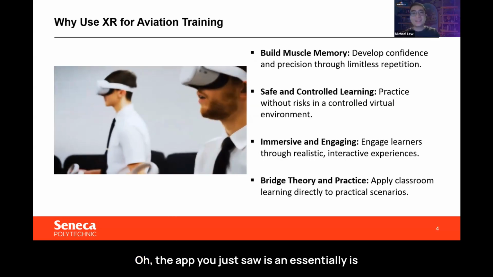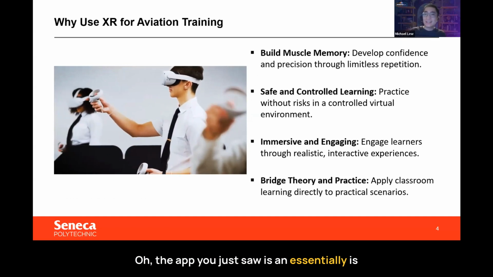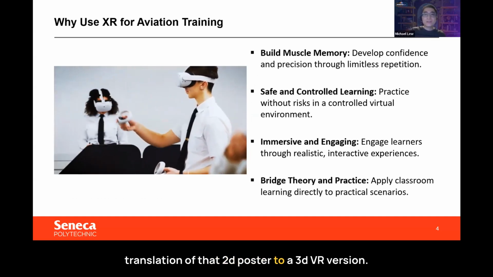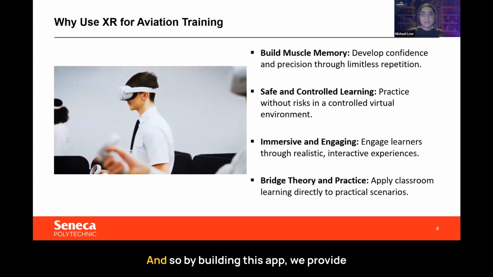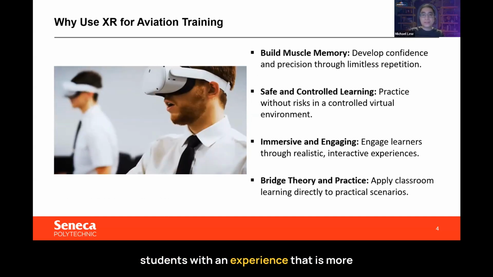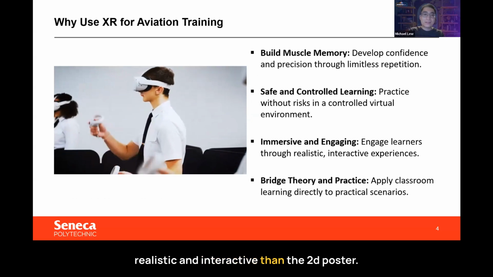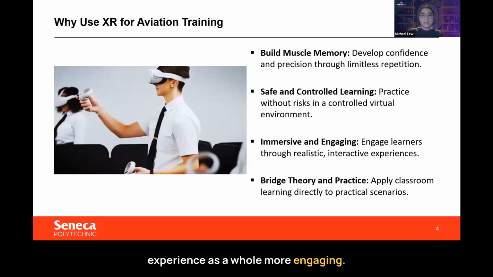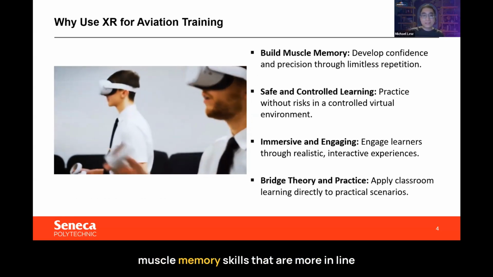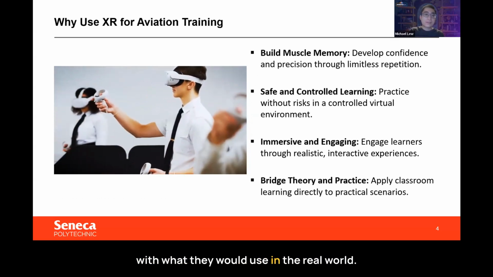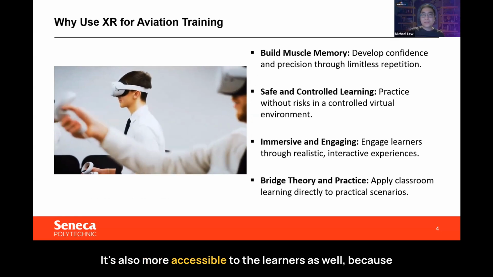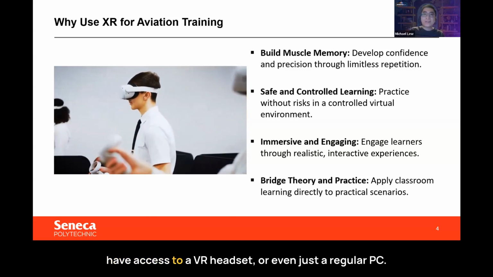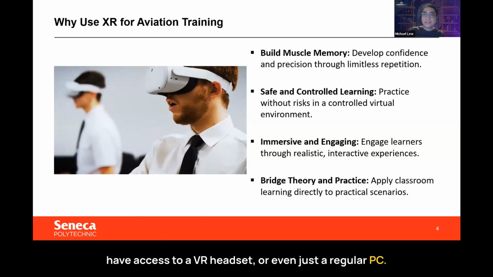So the app you just saw is essentially an immersive and interactable translation of that 2D poster to a 3D VR version. And so by building this app, we provide students with an experience that is more realistic and interactive than the 2D poster. And it also makes the learning experience as a whole more engaging. And so this allows students to develop key muscle memory skills that are more in line with what they would use in the real world. It's also more accessible to the learners as well, because now they have access to the software wherever they have access to a VR headset or even just a regular PC.